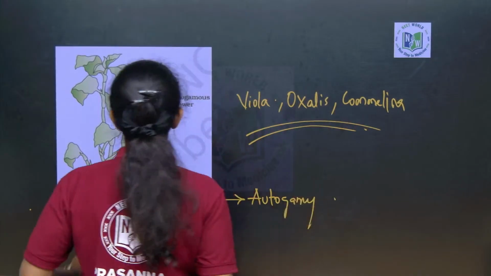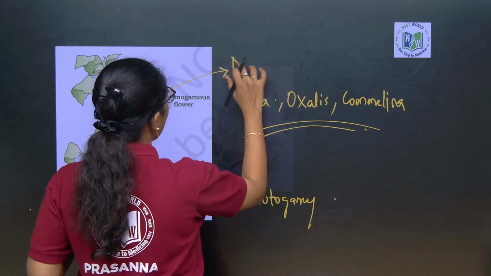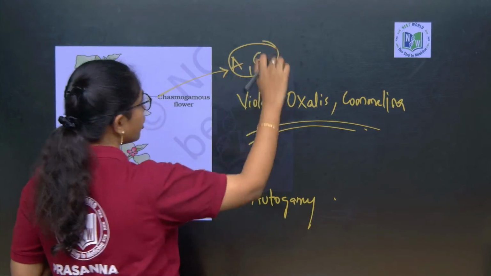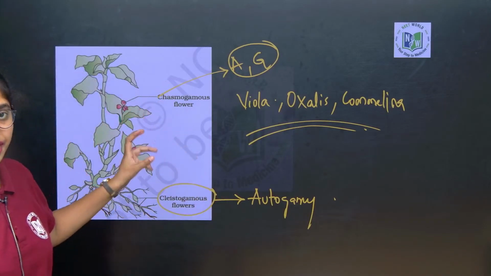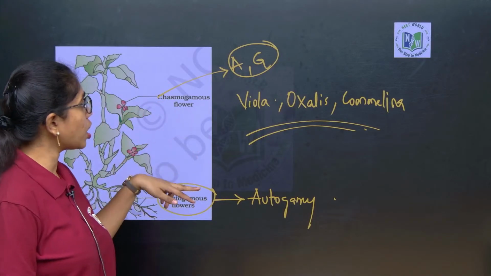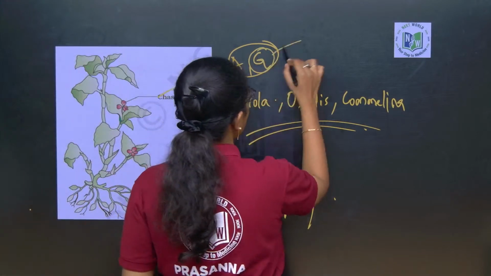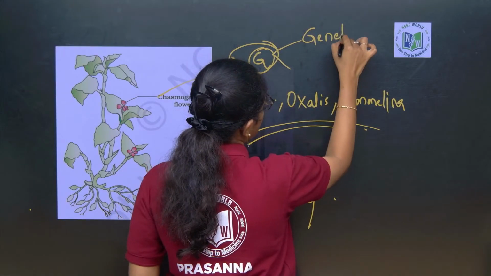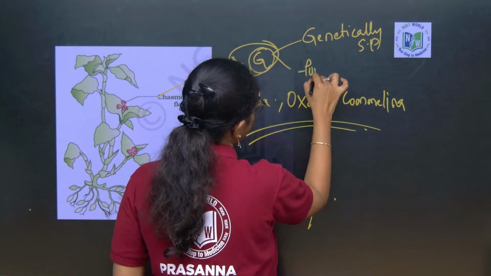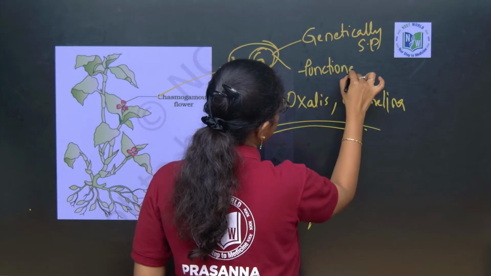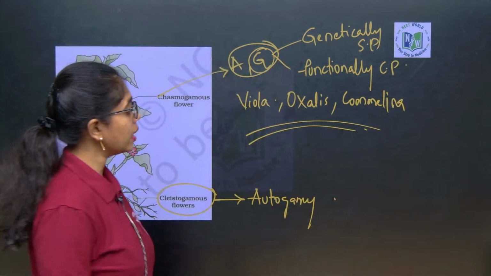Whereas when it comes to chasmogamous flowers, this conducts both autogamy and geitonogamy. Geitonogamy is genetically self-pollination, but physiologically or functionally it is cross-pollination. Clear? Understood clearly? Next.